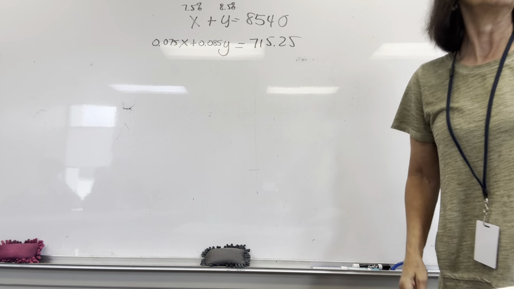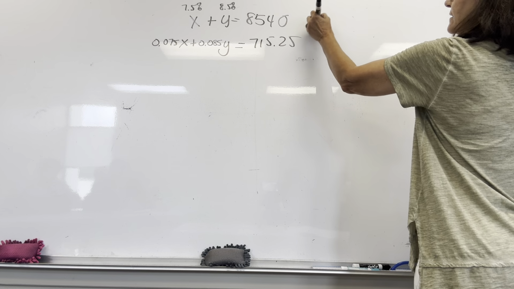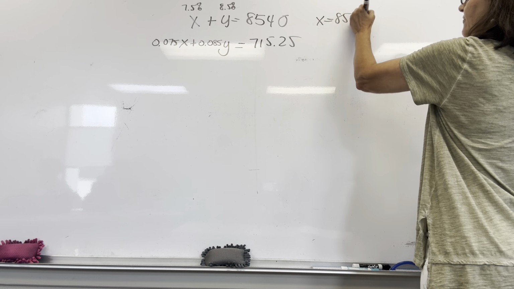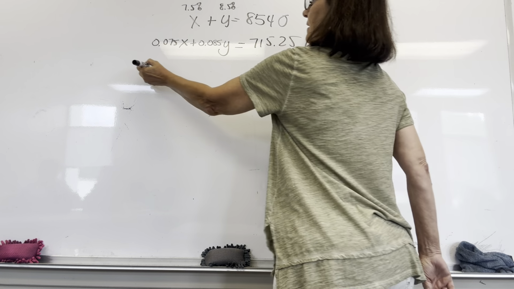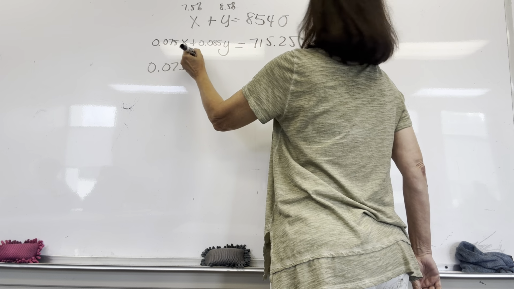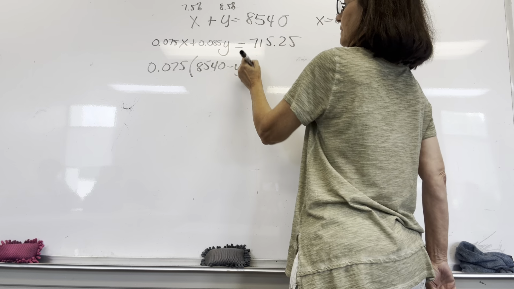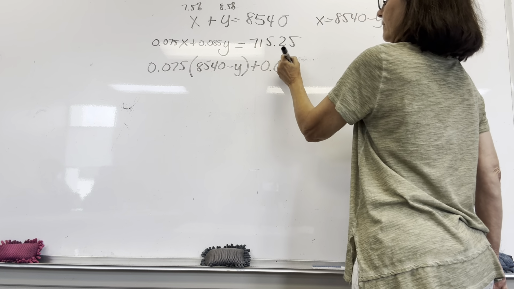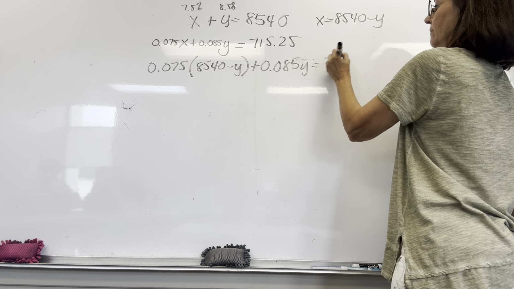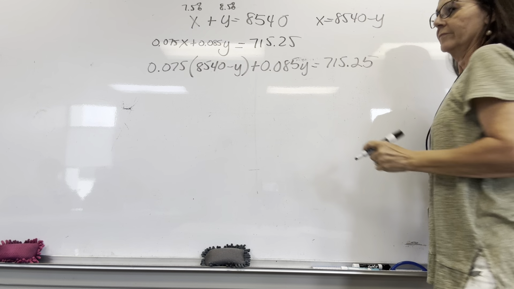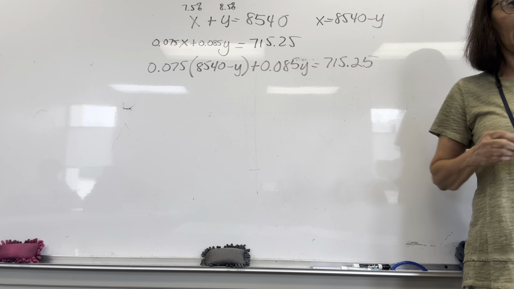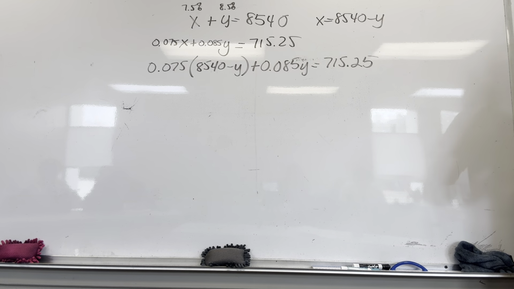Then you can use substitution. X equals 8540 minus Y. So 0.075. Y'all can solve for that, right? From there.